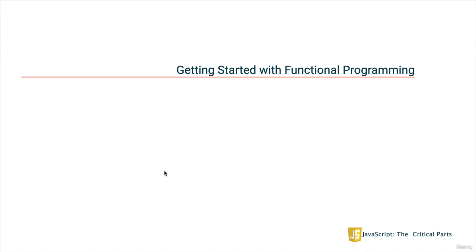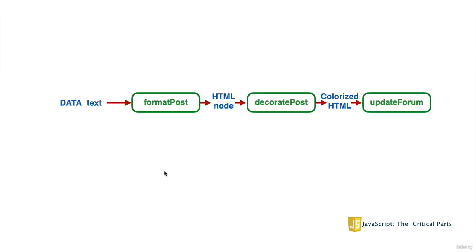Let's look at an image to help illustrate this. Now keep in mind this is a very simple example, but it can provide some clarity. So here we have data in the form of text over here, very basic data. And we pass it into a function, format post. And this little diagram here is going to represent updating posts on a form or something like that. So it's going to format the post.